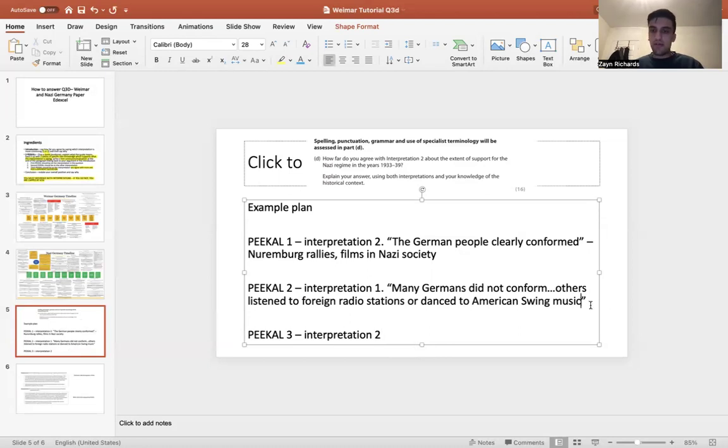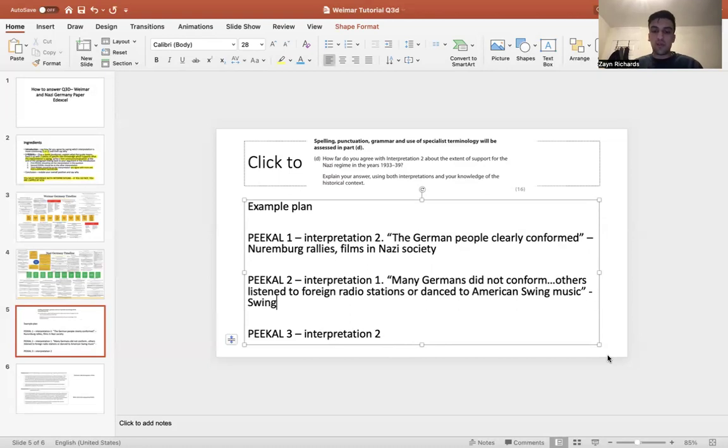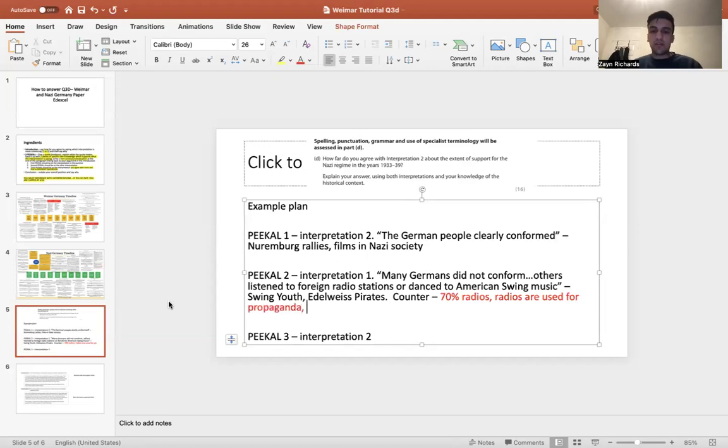So I talk about that there, and then my knowledge to support that would be, even though I'm going to disagree with it, Swing Youth, Edelweiss Pirates, and those would be my examples. My counter examples would be the fact that the Nazis make a big push on radio. So they make sure that 70% of homes have radios, and they encourage that. And radios are used for propaganda. And I'd also talk about the fact that the Swing Youth and Edelweiss Pirates have low membership.